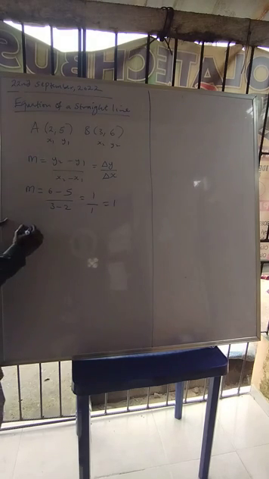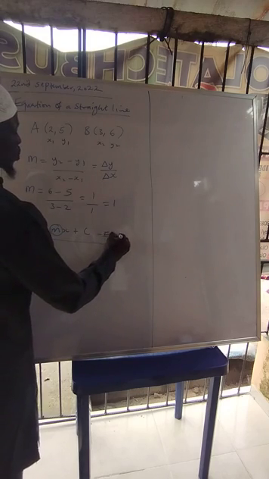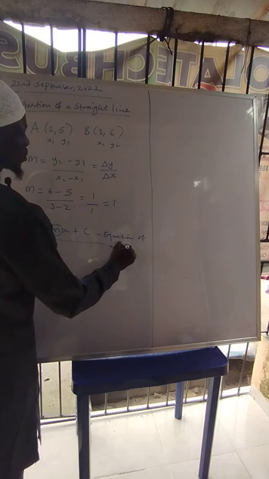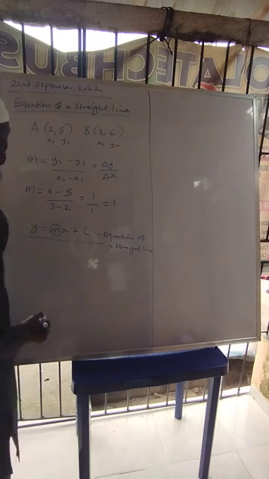Now let's consider this equation: y is equal to mx plus c. This m is the gradient. This is called the equation of a straight line.